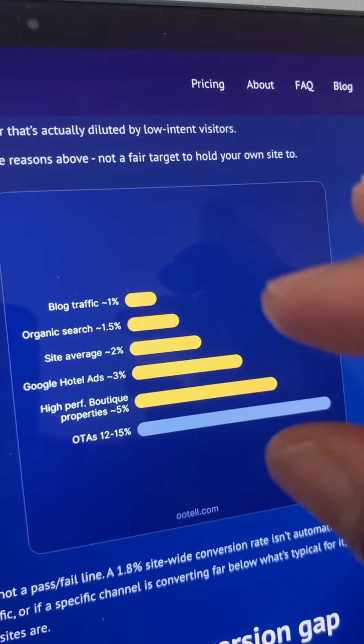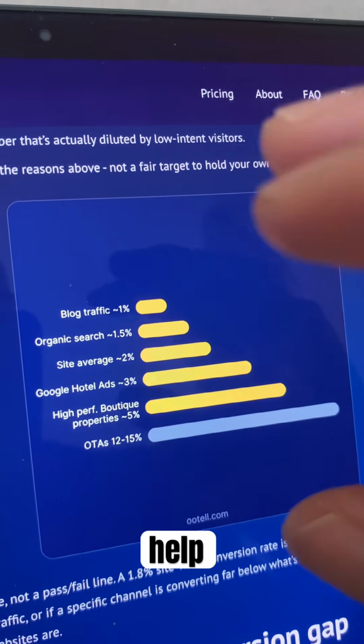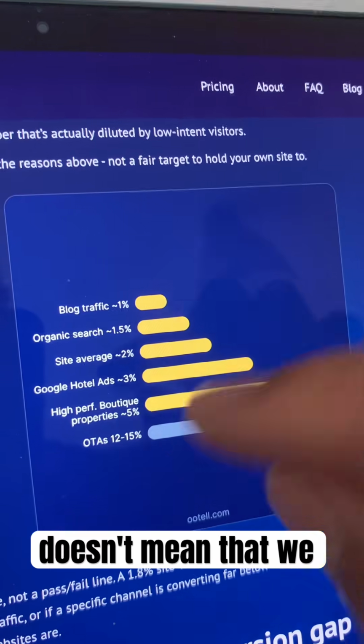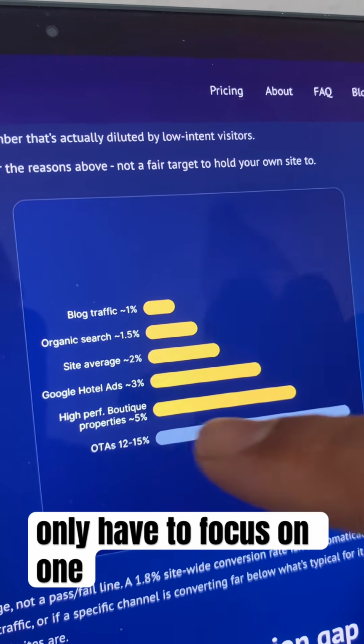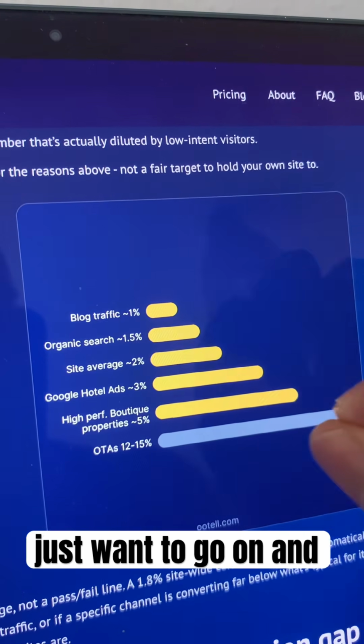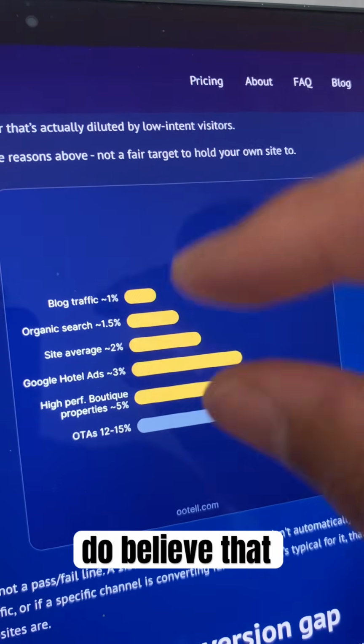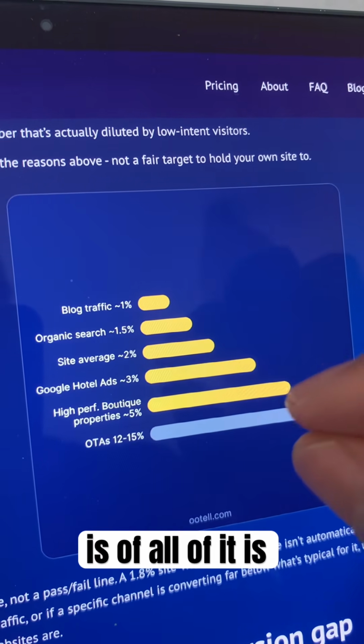So this is just an example to help us understand the differences of channels. And now it doesn't mean that we only have to focus on one channel, such as saying, okay, I just want to go on and focus on OTAs. No, I do believe that a mix of all of it is necessary.